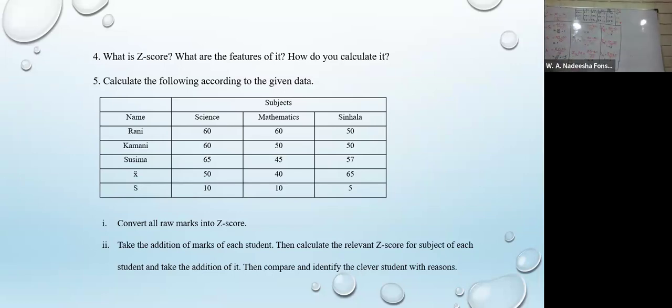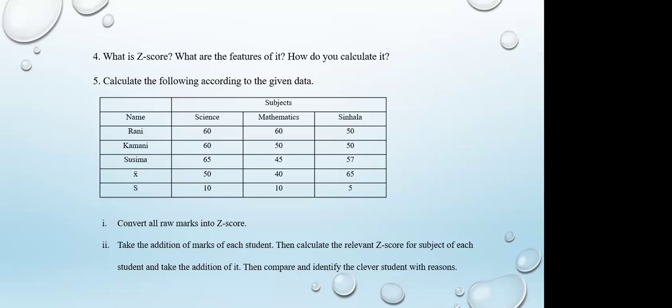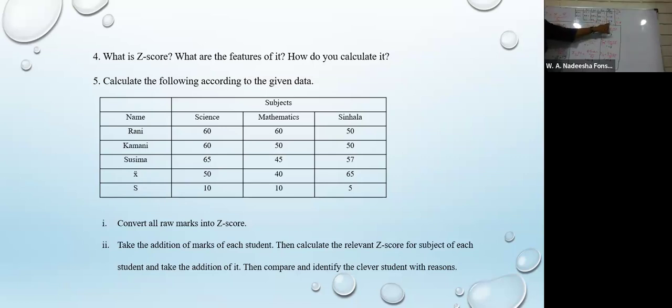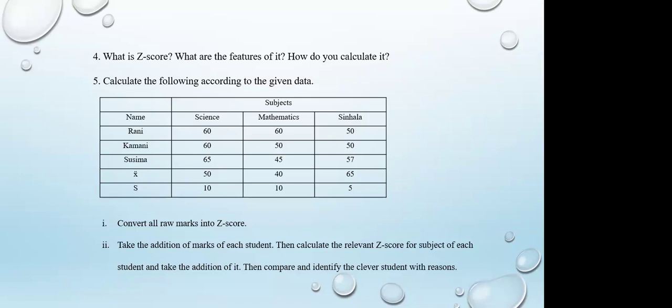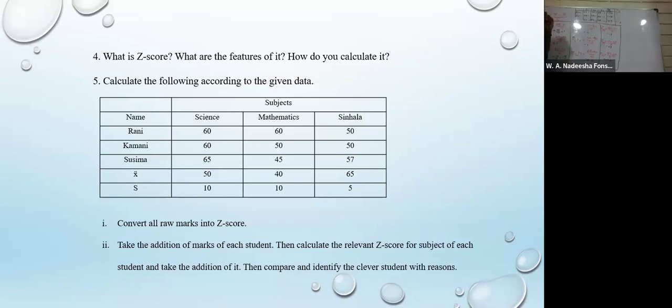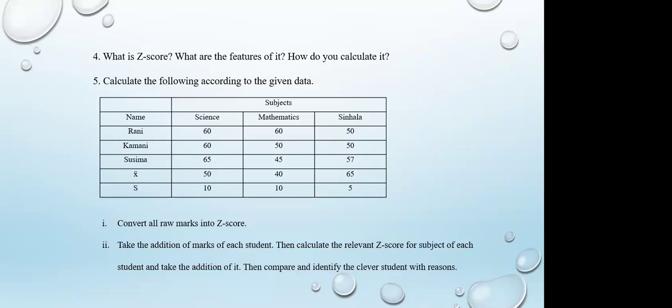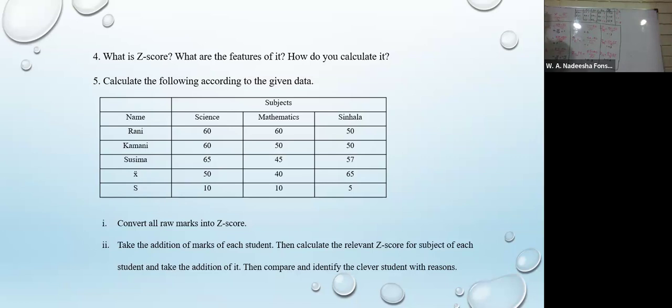0.4. Now you can see, according to the raw values, who is the clever student? Here 167, here 170. Rani is the clever student according to the raw marks. But according to the Z marks, Susima is the clever student.